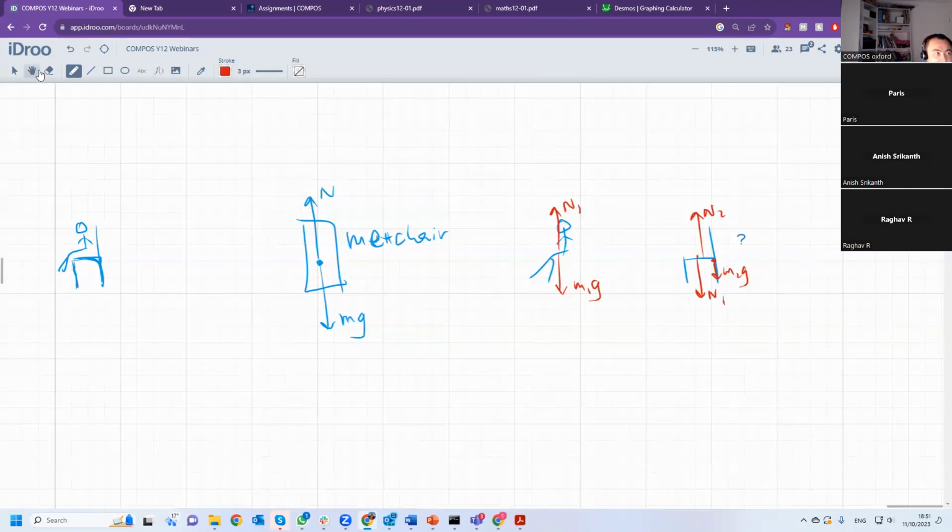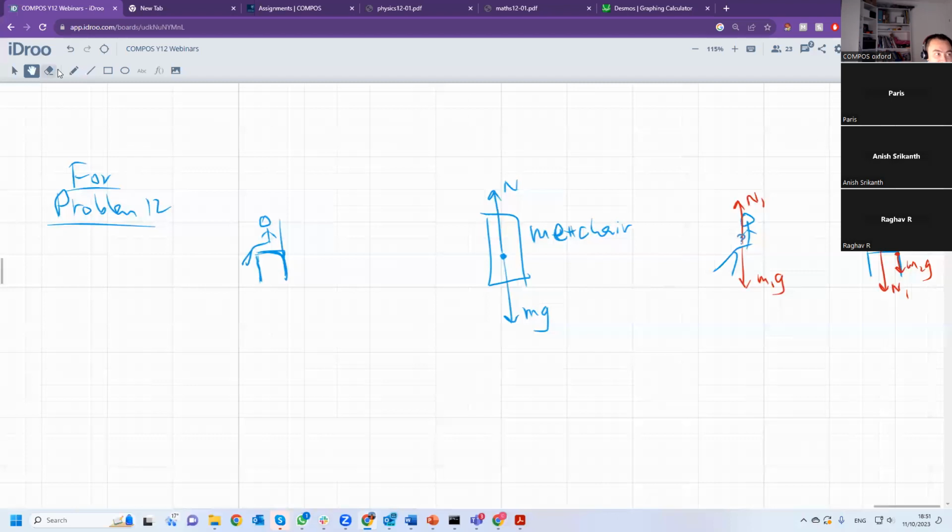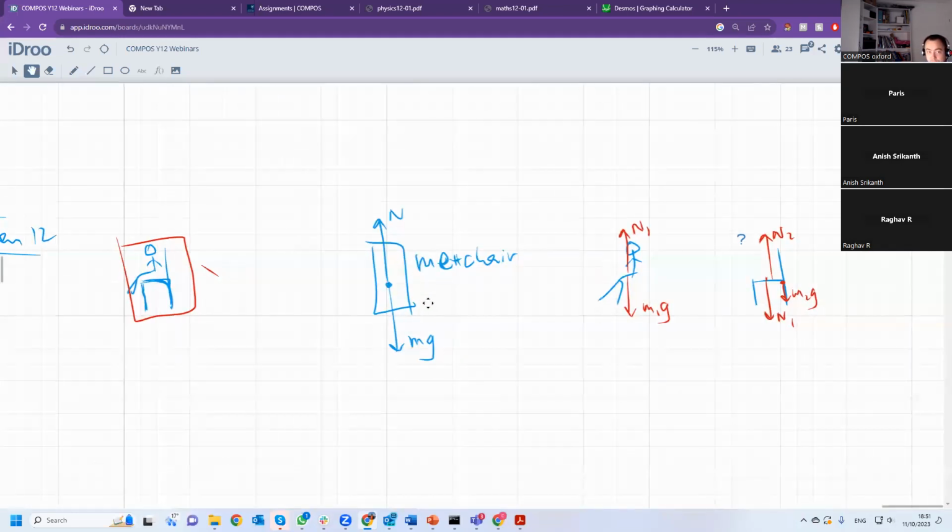So whenever you have a complicated object, you can take any part of the object and draw the forces on it separately, right? So you have me plus the chair. You can draw just me. You can do both, or you can do them separately. So that's what I'm asking you to do. This is for question 11, problem 12.